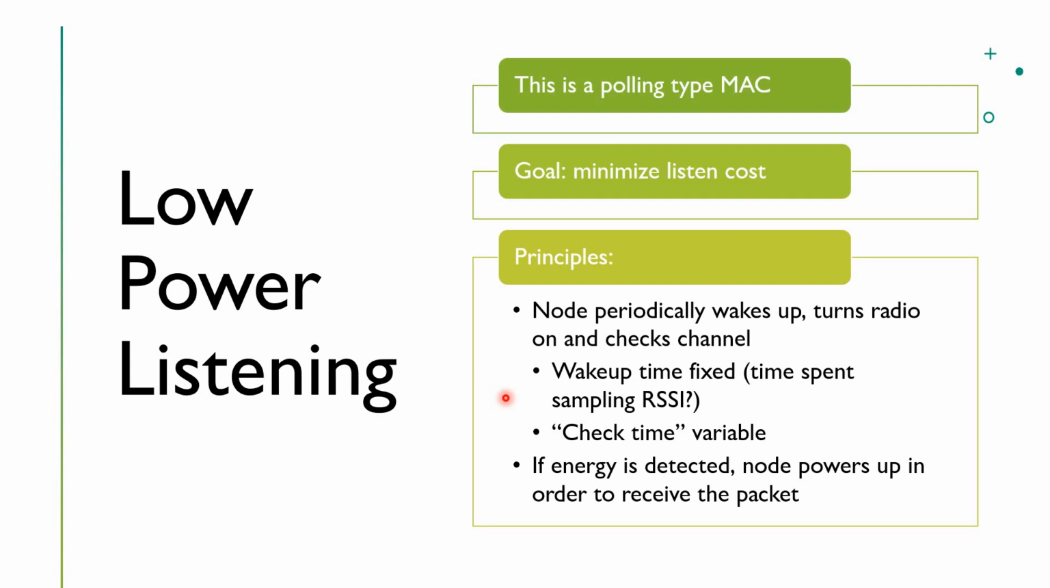What happens in low power listening is that whenever it wakes up, instead of trying to receive a packet, it only tries to assess the signal strength in the channel. This is the check time variable, the amount of time when the node will be trying to assess the signal strength of the channel. If energy is detected, then the node powers up, which means it will be ready to receive the packet. Otherwise, it will be in a low power mode. In simplicity, this is low power listening.